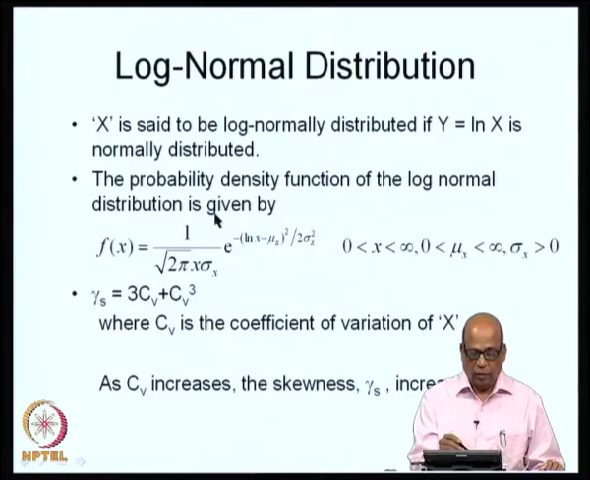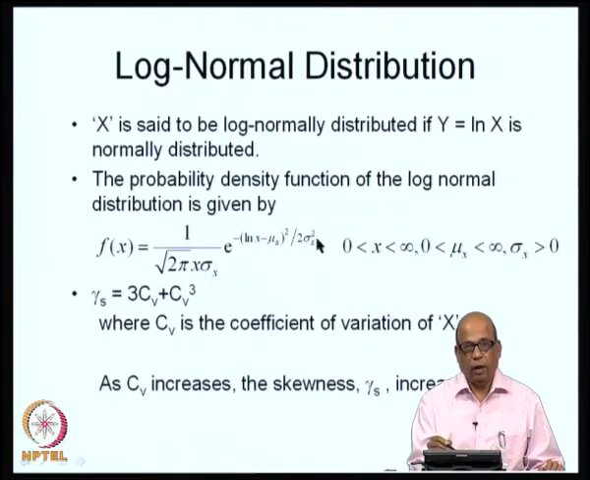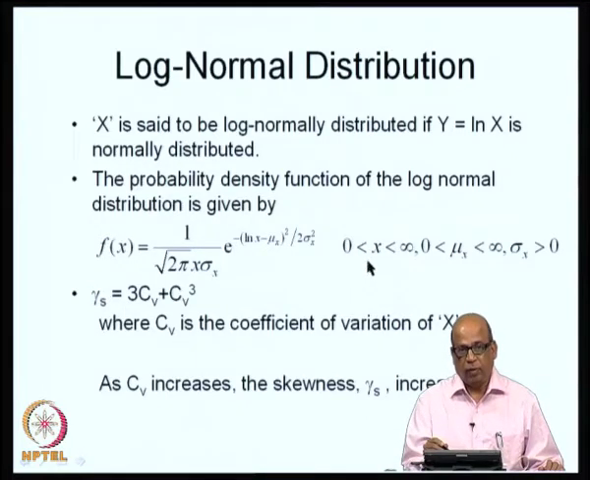Now, the probability density function of the log normal distribution is given by f of x is equal to, this is obtained from the fact that y is equal to ln x follows a normal distribution. As you can see, this is a normal distribution for ln x. f of x is equal to 1 over root 2 pi x sigma x, e to the power minus ln x minus mu x the whole square divided by 2 sigma x square, and this is defined for x greater than 0, mu x greater than 0 and sigma x greater than 0. So, all these are positive quantities.